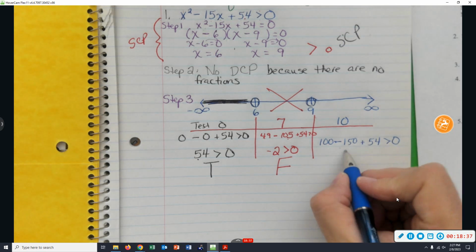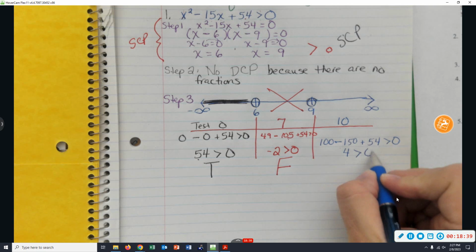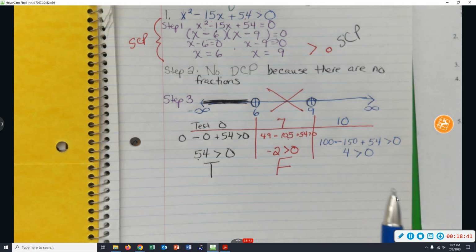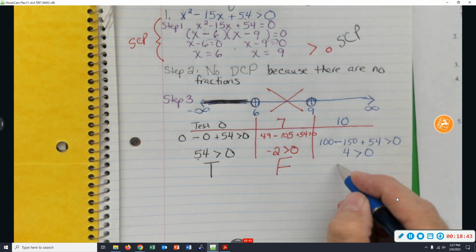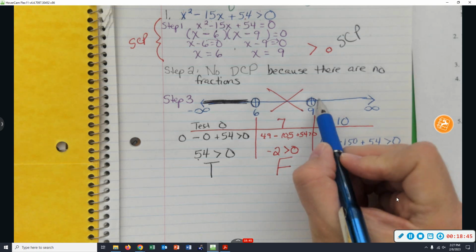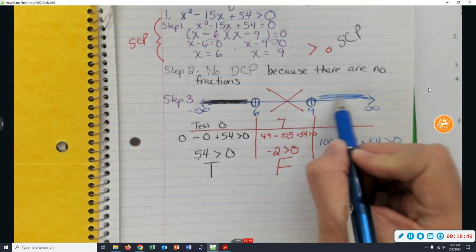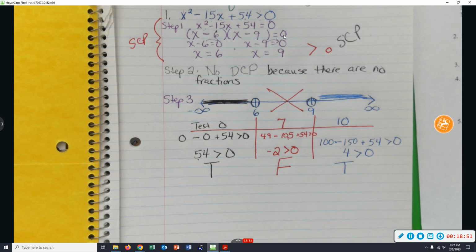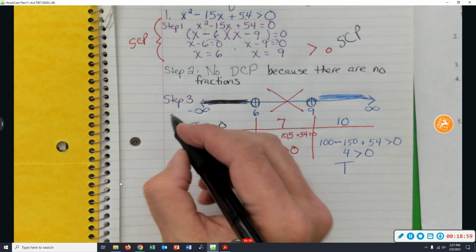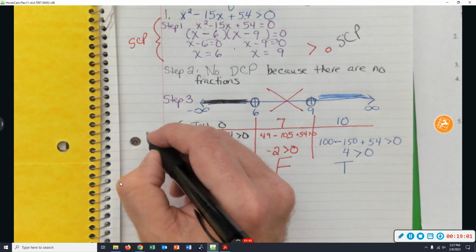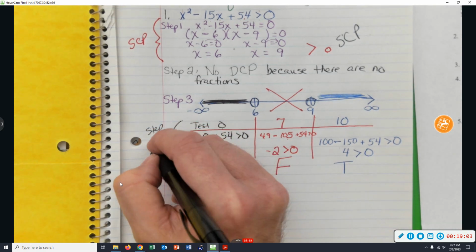Is that just a 4? 4 is greater than 0, true or false? True. That means every number here makes it true. If I plugged in 50 million, would it be true or false? True, because it's way out here. And by the way, label step 4. All that testing is step 4. So how would you answer this? Well, we're about to do it.